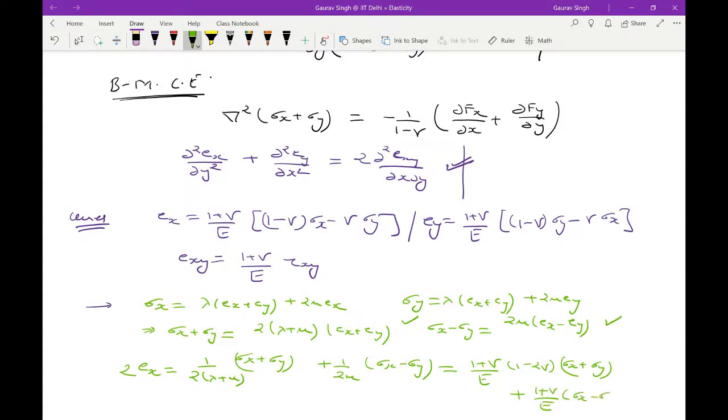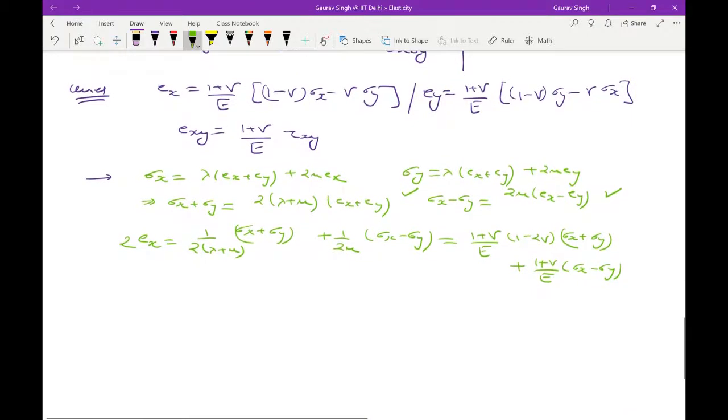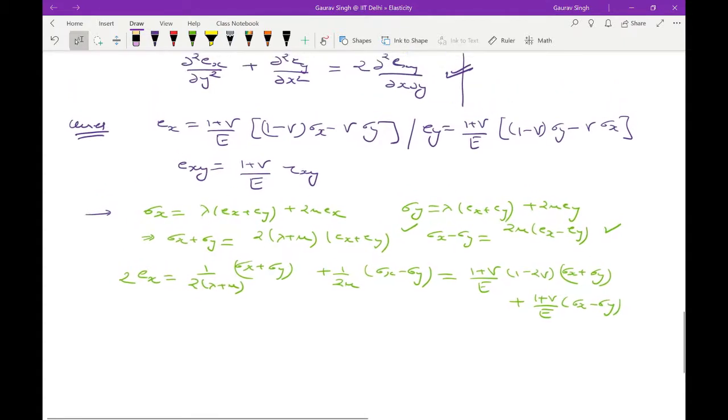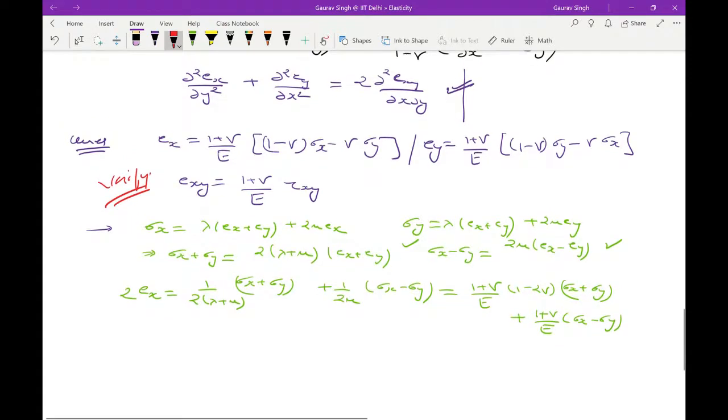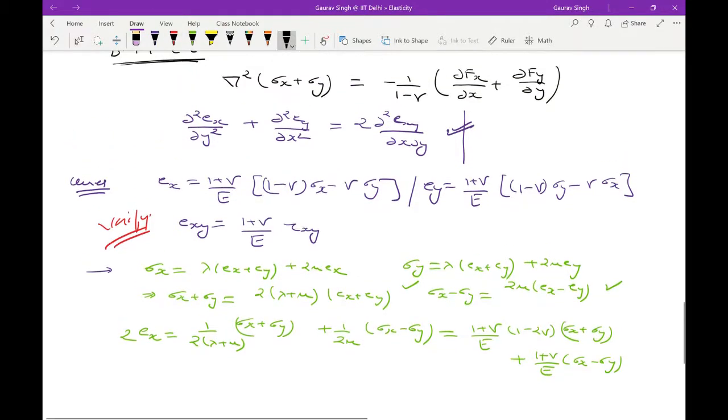Sigma x minus sigma y. Okay, so that's how epsilon x can be derived, and similarly epsilon y and epsilon xy. So I'm not writing that out separately, it should be easy to do, but do verify this. Now what we want to do is substitute these strain components into the compatibility equation, and let's see what that gives us.